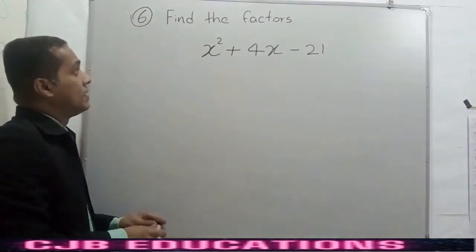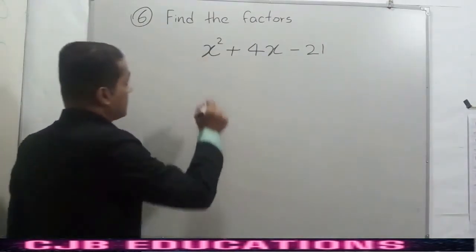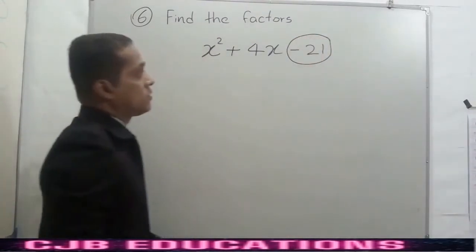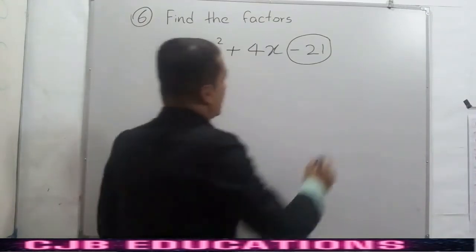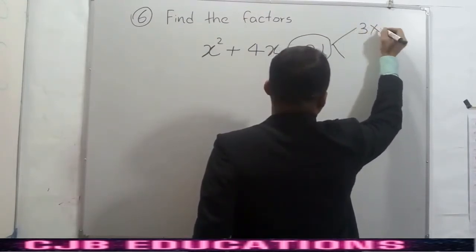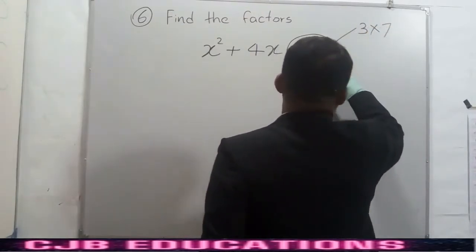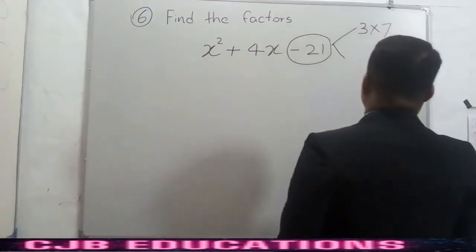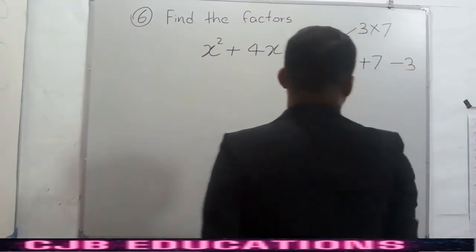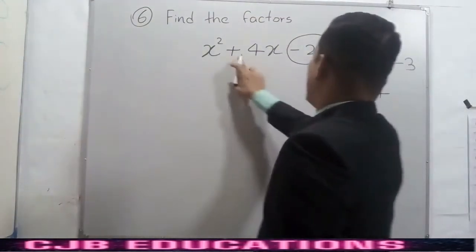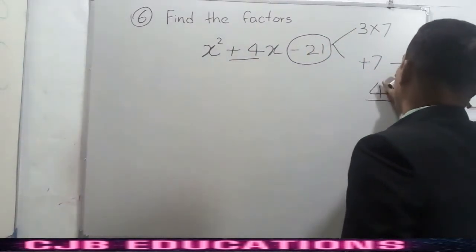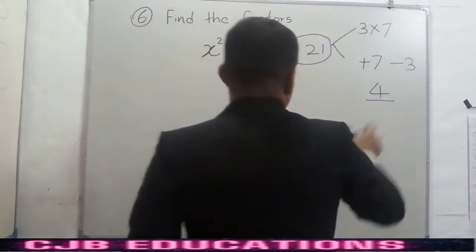Then we can find the factors of this expression. Then we have to look at this 21 and we can get these factors as 3 times 7. 3 times 7 is 21. Then we can get plus 7 with minus 3 becoming plus 4. You know this is plus 4. We can get this plus 7 and the other one is minus 3.